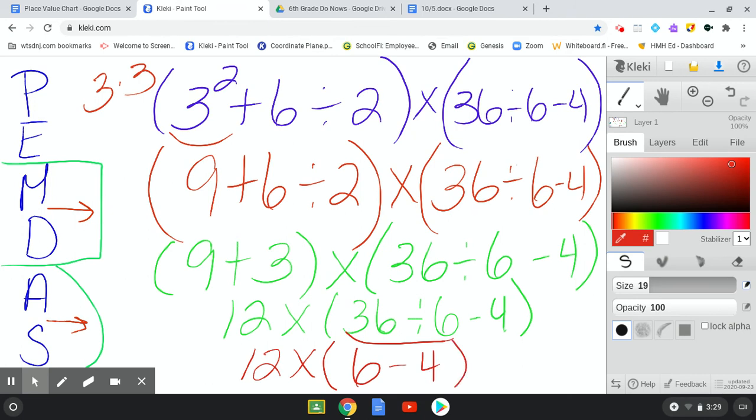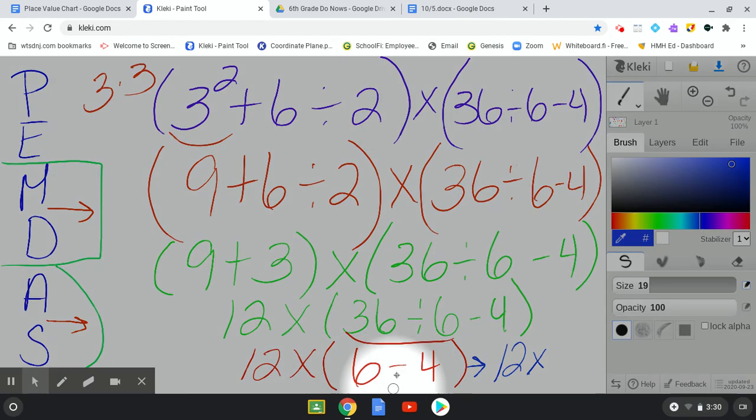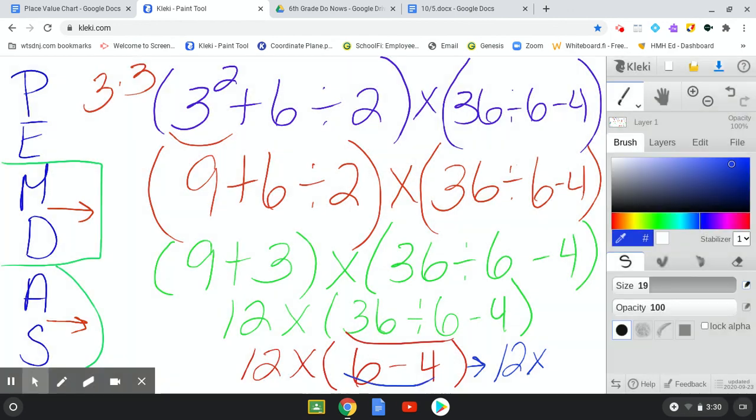All right. I still have a set of parentheses that I need to finish solving. So I'm just going to move to the right here because I'm running out of space. So I'm going to rewrite my 12, my multiplication sign. I'm going to solve now what's in these parentheses. 6 minus 4 is 2. So now 12 times 2 gives me 24 as a final answer. So that would be 24 as a final answer.